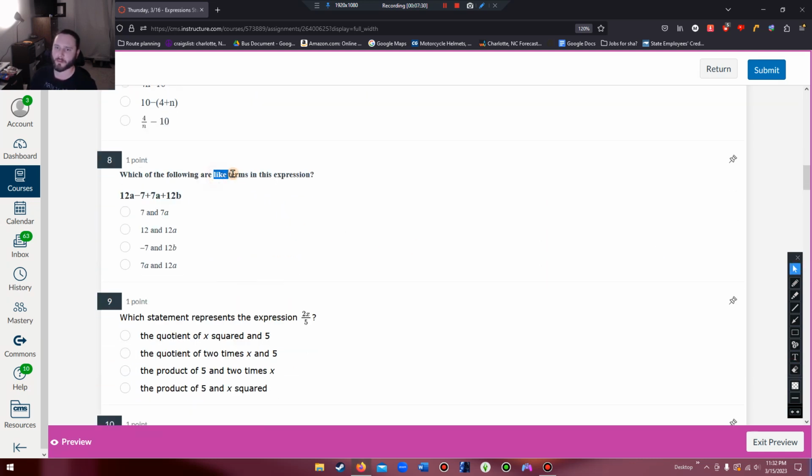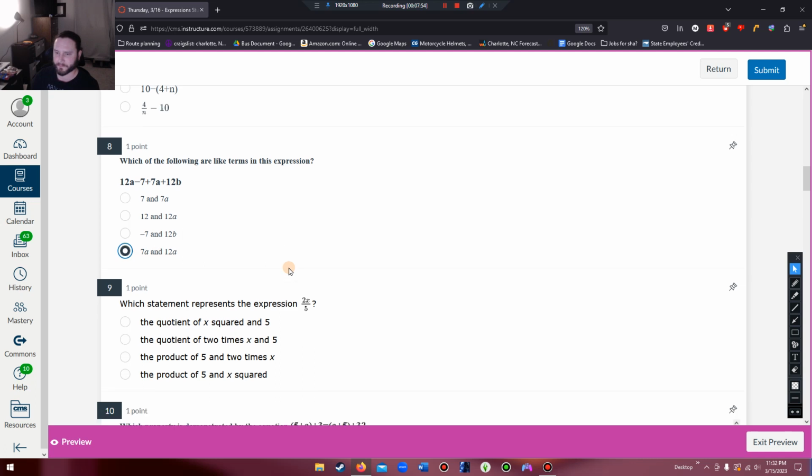For number 8, we're looking for the like terms in this expression. So that could either be 12a and 7a, or, well, that's it. Because the 12b, there are no other terms with b in it. And for the 7, there are no other terms that are constants. So it has to be 7a and 12a. It has to be the thing with the same variable.